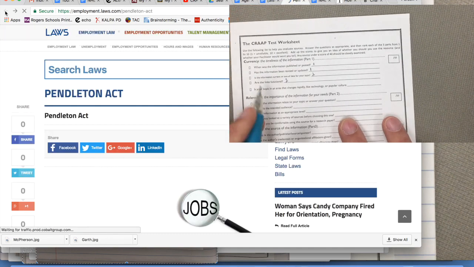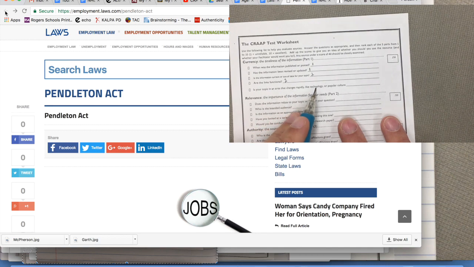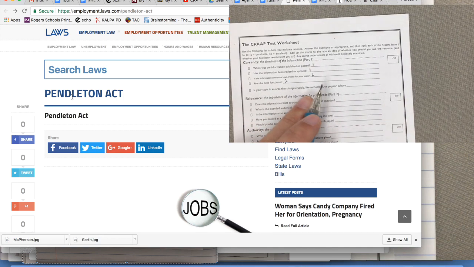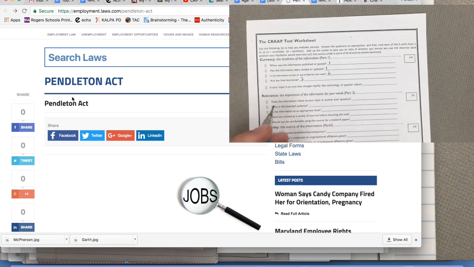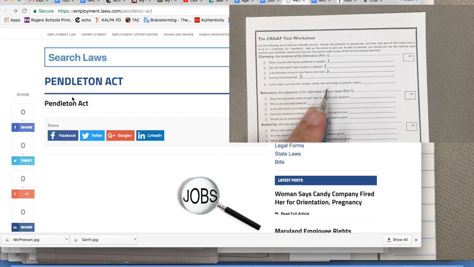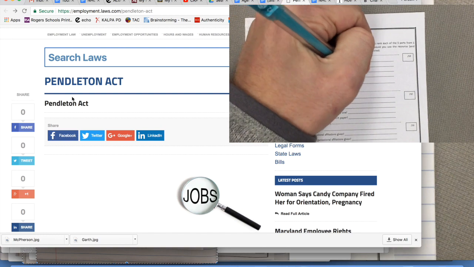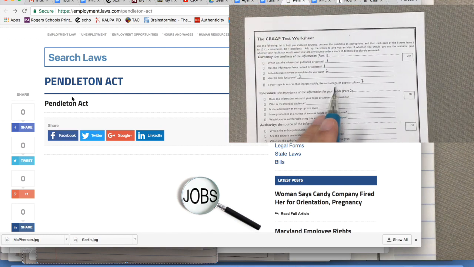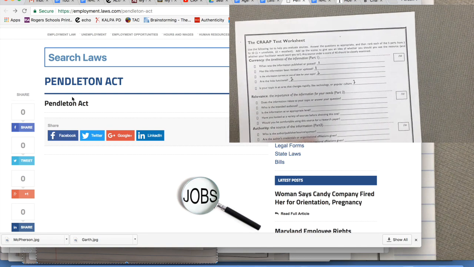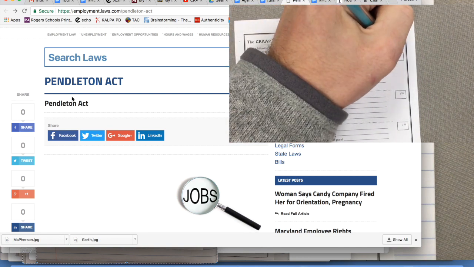Is your topic in an area that changes rapidly, like technology or popular culture? Well, I'm talking about the Pendleton Act. That's a pretty specific act from the 1880s, and I would say it doesn't change rapidly, so I'm just going to give that a 2. Even this is what I'm talking about. It doesn't always add up perfect, because this isn't really a scoring question. But if we were going to add these up, this would be an 8 out of 10 on currency. So we'll just say, yeah, 8 out of 10.